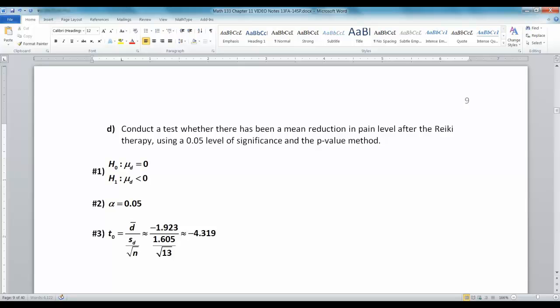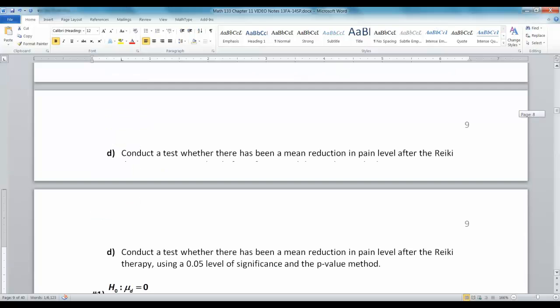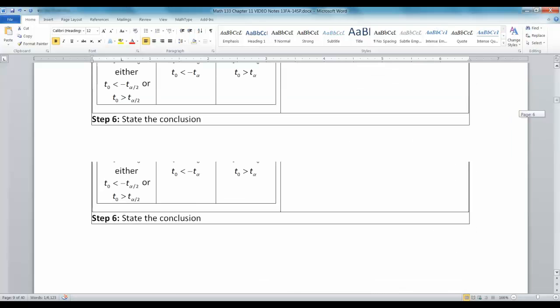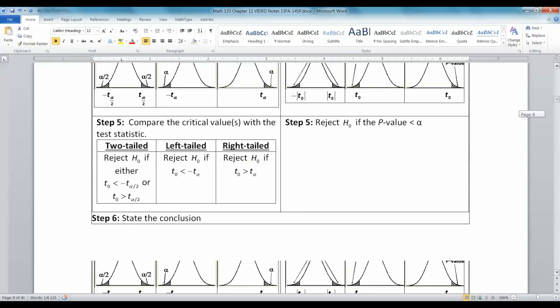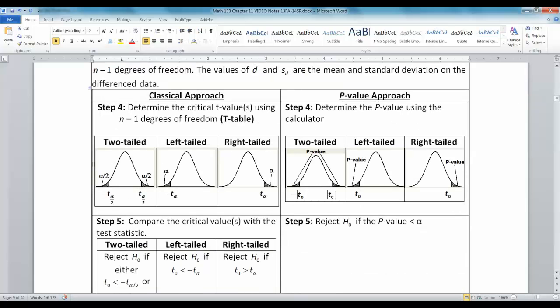Step number 4. Okay, well, that's where we draw a curve that looks like what it did on the other page, right? Oh, I forgot. Are we doing classical or p-value? I think we're doing p-value. So we're going to draw this picture right here, this p-value picture, with the t0 at the bottom and the p-value labeled, all that good stuff.